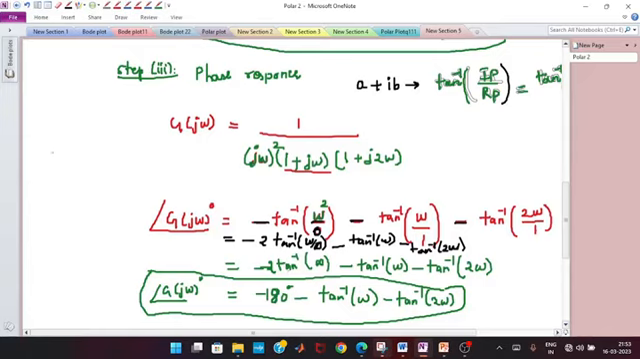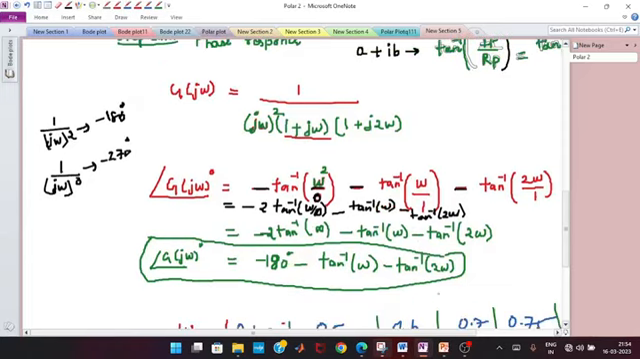So simply remember, whenever we have the term 1 by (j omega) squared, the corresponding angle will be minus 180 degrees. Similarly, whenever we have 1 by (j omega) cubed, the corresponding phase will be minus 270 degrees. So the phase is minus 180 degrees minus tan inverse of omega minus tan inverse of 2 omega.